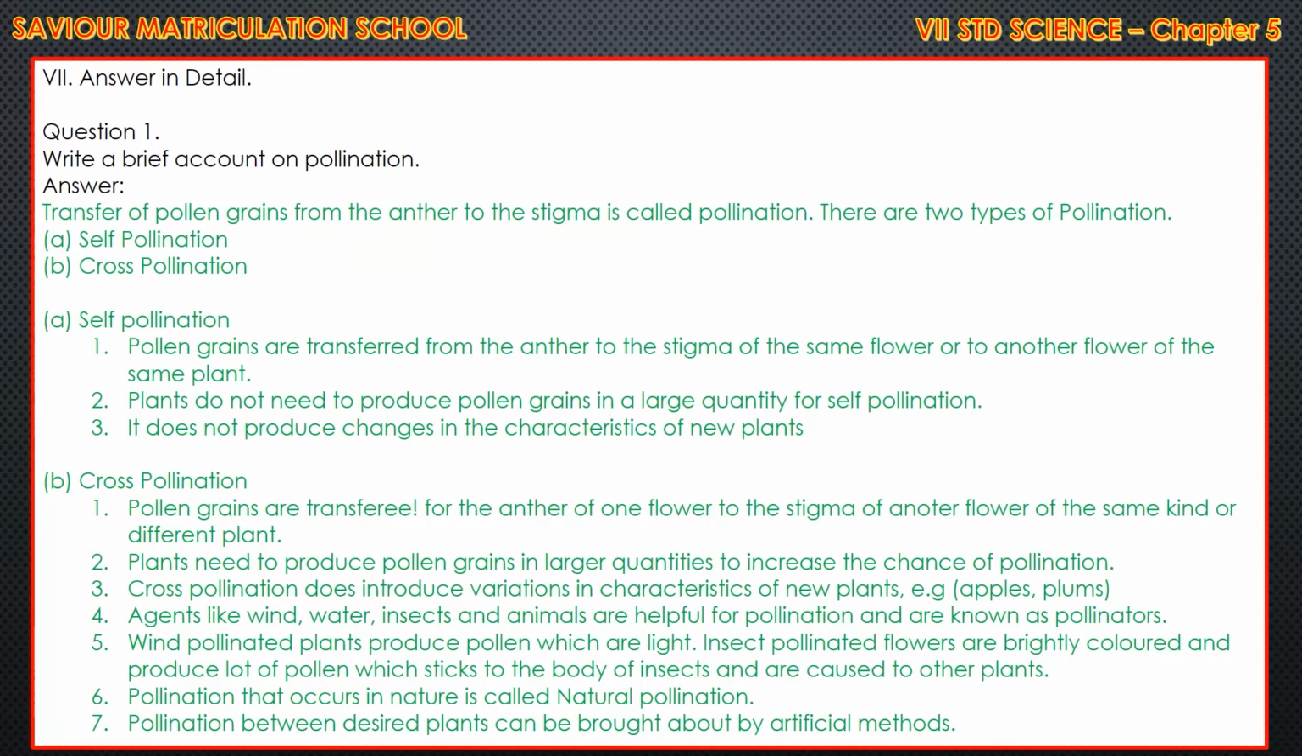Next we will see cross-pollination. Pollen grains are transferred from the anther of one flower to the stigma of another flower of the same kind on a different plant.